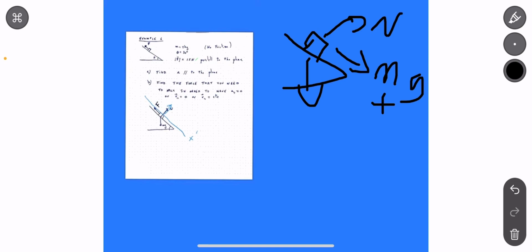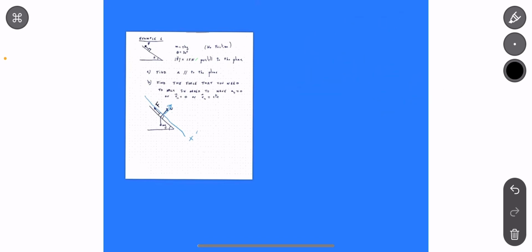And we need to find the total sum of forces for Fx, because we're looking at the x. This is the x right here. And we need to see that mg is also mg sine of theta, which we use in our sum of forces equation. So let's go ahead and write this.